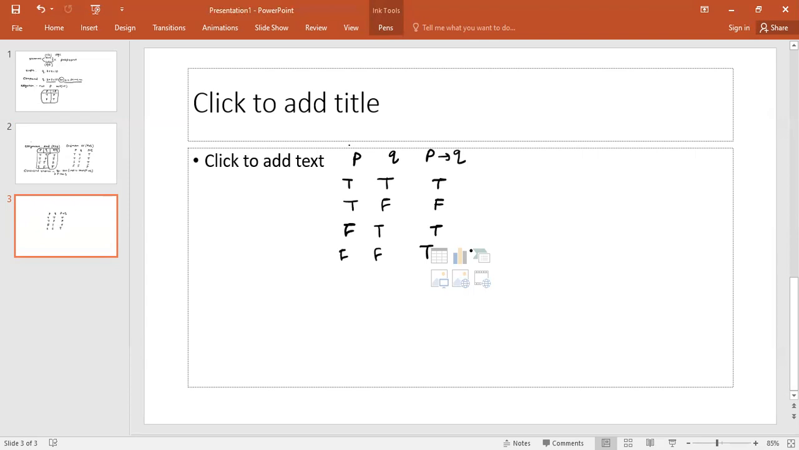Biconditional statement or double implication. First we have seen the implication, here it is double implication. Next is the biconditional statement. In a biconditional statement, it is denoted as P double arrow Q. This is the biconditional.